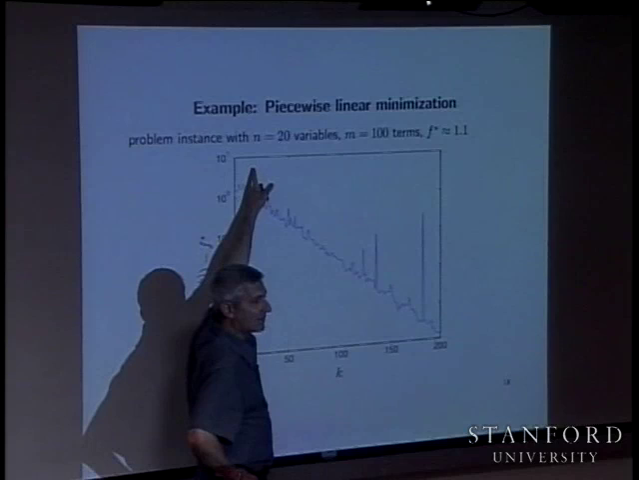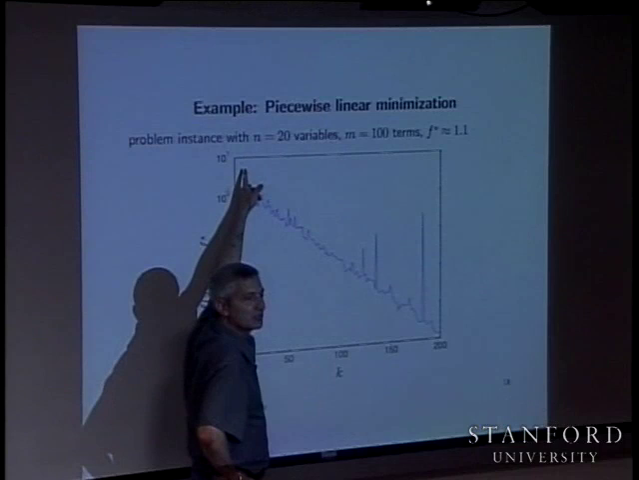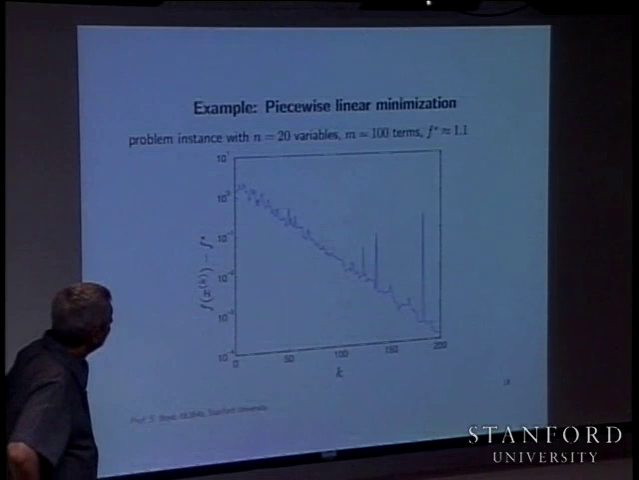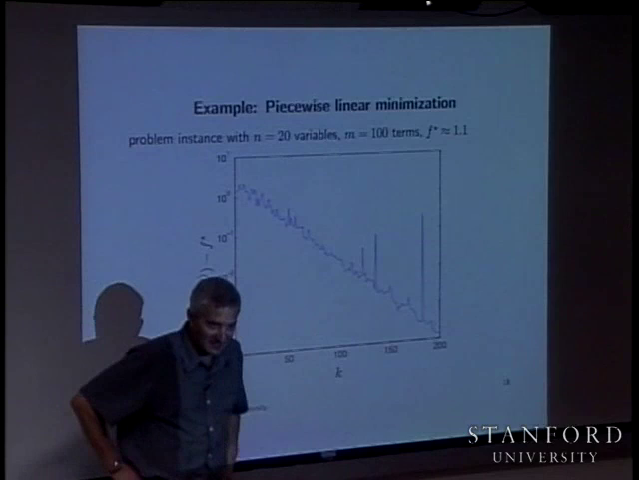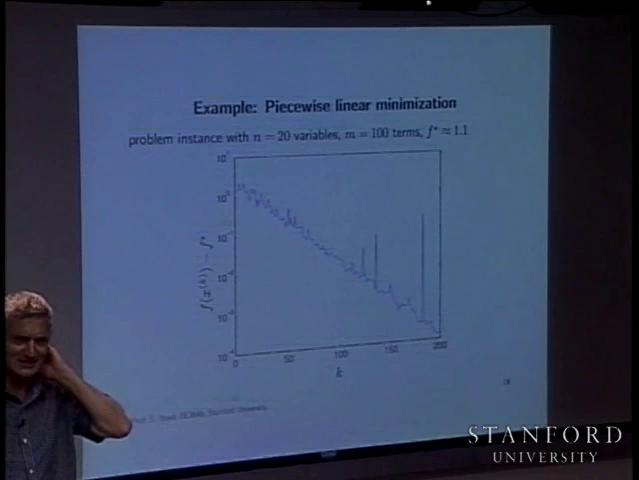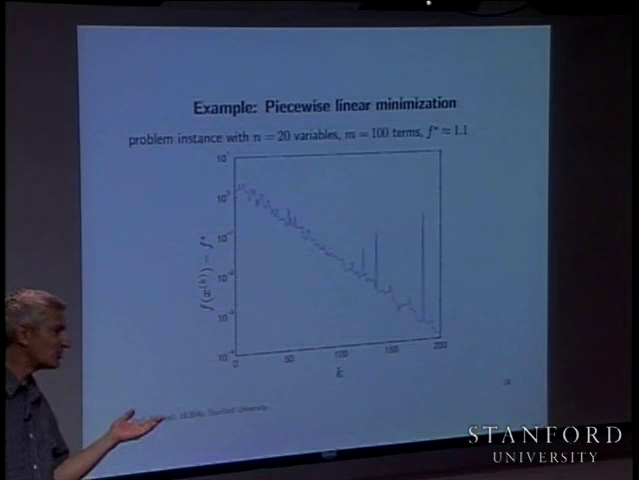So your code from last quarter, your homework code, which shouldn't have been too many lines, will solve this problem very, very quickly. In fact, anyone want to take a cut at how fast it would be? You have to minimize a piecewise linear function, 20 variables, 100 terms. It's going to be an LP when you add another variable, with something like 121 variables and 100 constraints. So let's say 20 variables, 100 constraints.